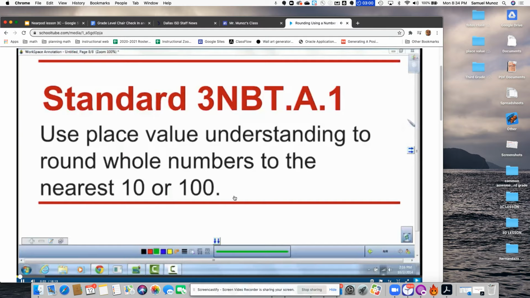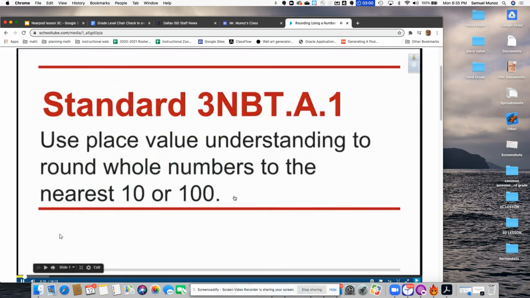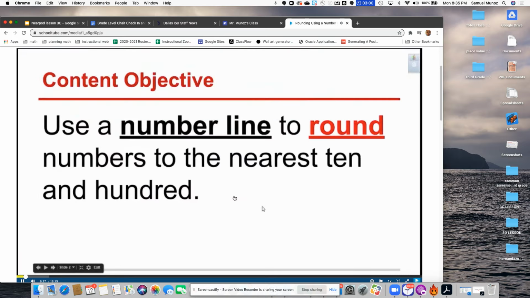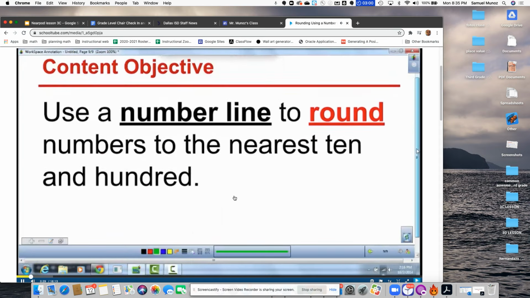Today we are going to use place value understanding to round whole numbers to the nearest 10 or 100. We will be focusing on rounding. Our objective is to use a number line to round numbers to the nearest 10 and 100. I know you've seen a number line before.